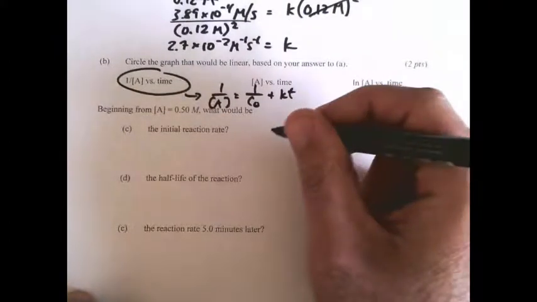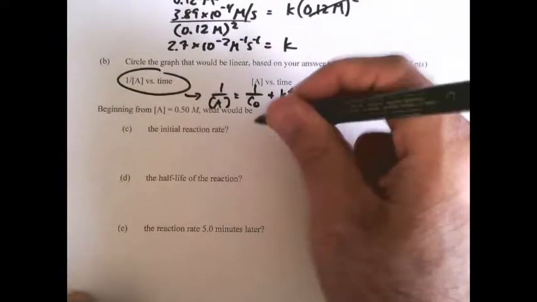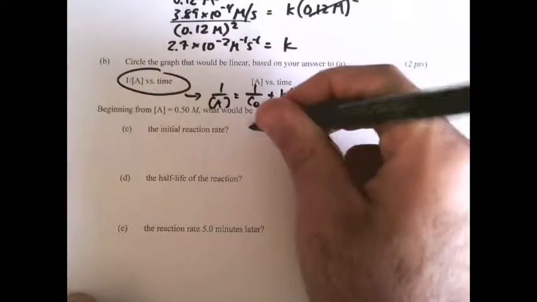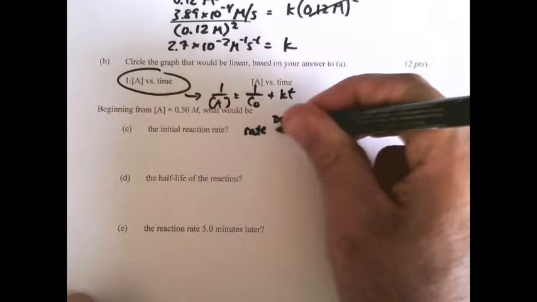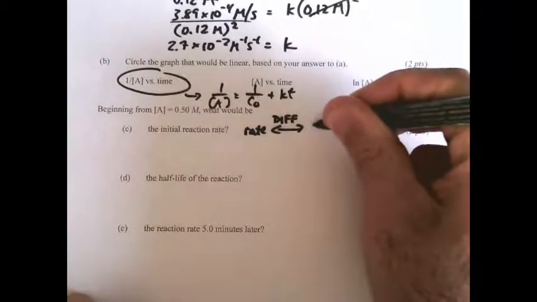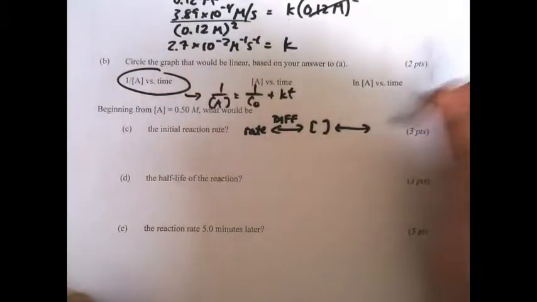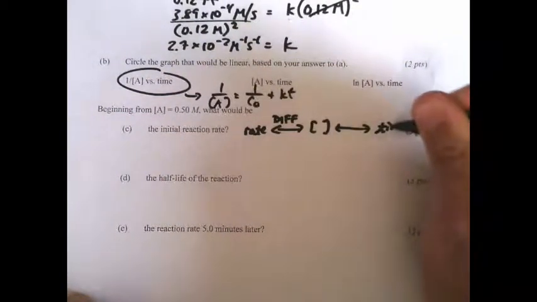The first question asks for the initial reaction rate, and it's worth recognizing here that the different rate laws we have do different things for us. The differential rate law, you might recall, gets you from rate to concentration. The law that we have right here, the integrated one, gets me from concentration to time.